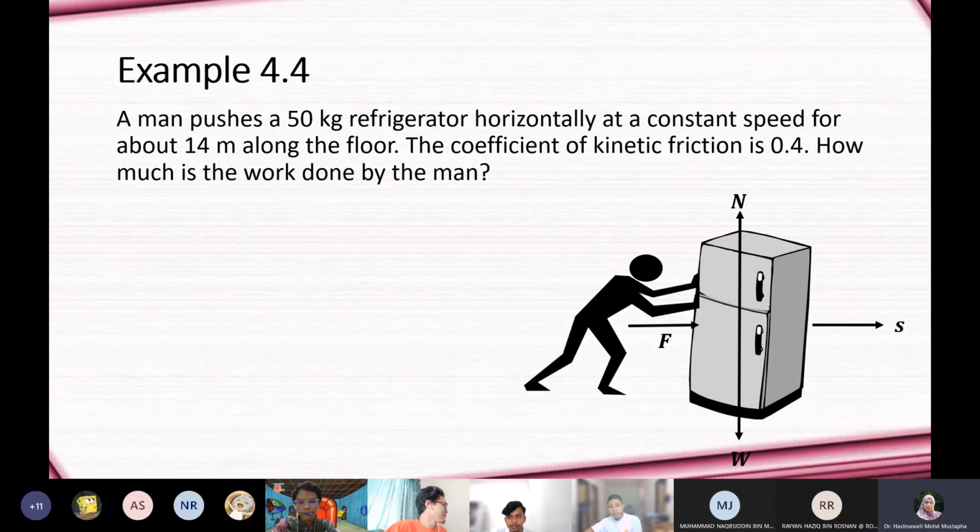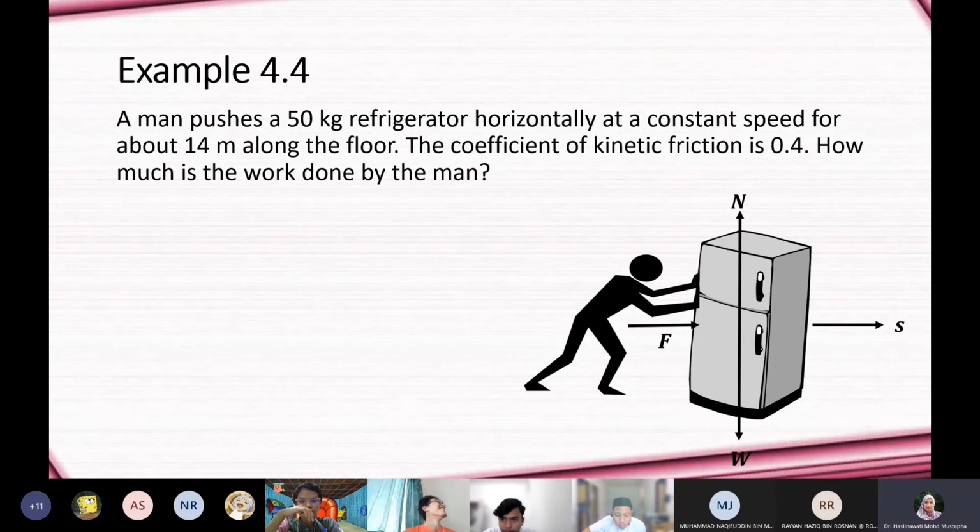Okay, we go to example 4.4. A man pushes a 50 kilogram refrigerator horizontally at a constant speed. Constant speed means the acceleration is zero. Remember that. For about 14 meter along the floor, so S is 14. The coefficient of kinetic friction is 0.4. How much is the work done by the man?